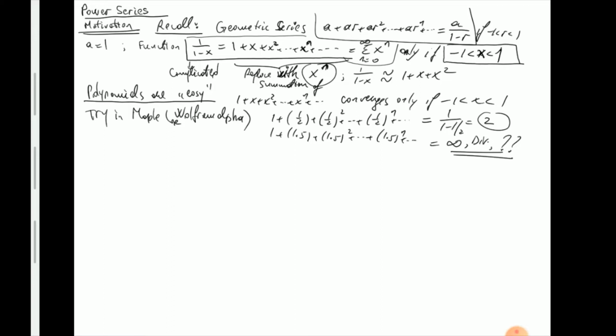On the other hand, and if you have a moment, you should try this right now. For example, if you try in Maple or Wolfram Alpha to enter 1 plus x over 1 factorial plus x squared over 2 factorial up to x to the n over n factorial, you might be surprised to notice that the computer will tell you that this is equal to e to the x without any restrictions on x. You can replace x with anything you want. The computer seems to say that this infinite sum is e to that value of x.